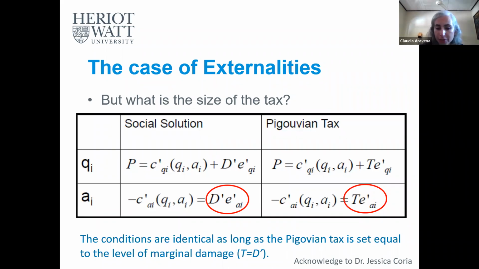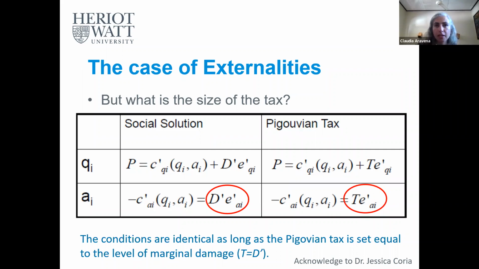And this is giving you the answer. So the conditions here are identical as long as the Pigouvian tax is set equal to the level of the marginal damage. So the tax should be equal to the damage. So we need to put a tax. We have the situation of externality, okay? The market is inefficient. We want to get the market to the efficient point, so we need to internalize externalities. How do we do it? Through a tax.